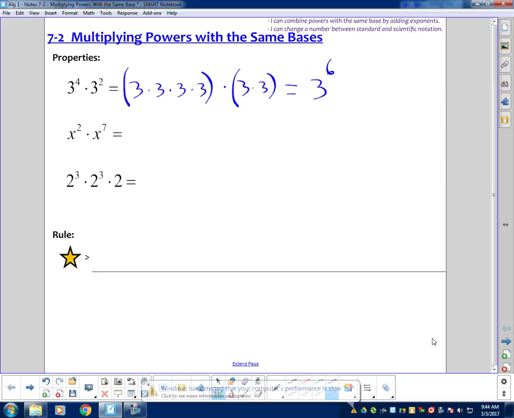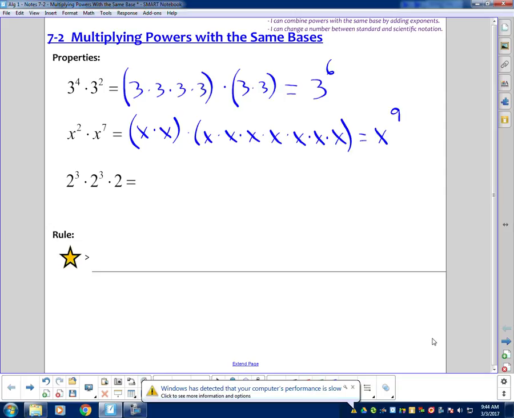For example, here I have 2 x's, and then I have 1, 2, 3, 4, 5, 6, 7 x's. If you total those up, you'll count 1, 2, 3, 4, 5, 6, 7, 8, 9 x's. So this is x to the 9th power. Now you're probably thinking right now, we really don't want to list all these out and count them. That is not the most efficient way to do this.